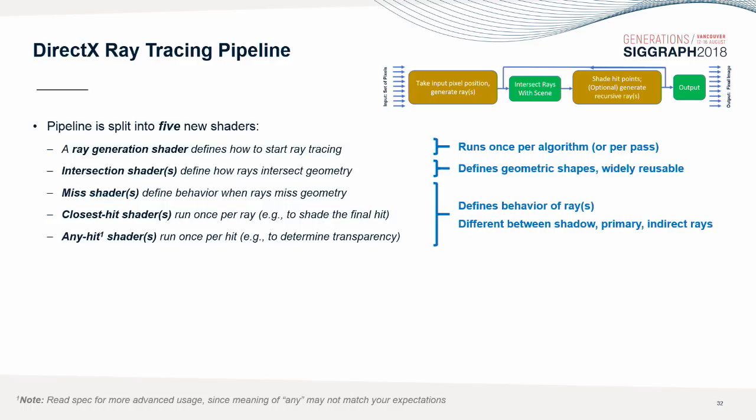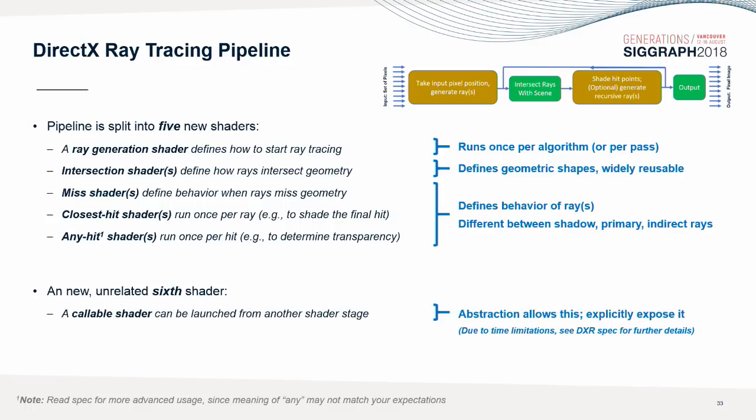Now, something I'm not going to talk about today, there's actually a sixth shader, a callable shader, which allows you to call one shader stage from another, essentially branch your shading stages. And I'm not going to talk about it further. You can read about that in the spec if you're interested.